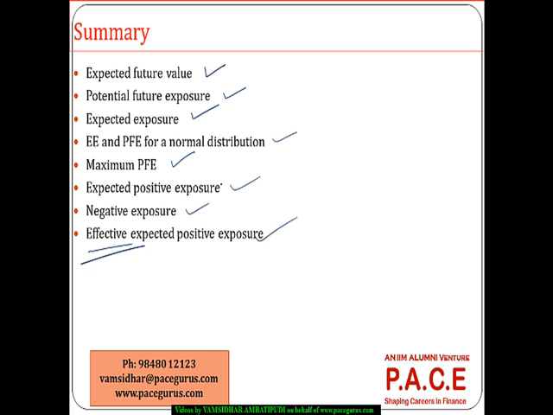Now a little bit of confusion can exist because different E's mean different things. In some cases it is effective, in some cases it is expected, in some cases it is exposure. Similarly, for the P's, there is positive in some cases, potential in some cases. So we have to be slightly comfortable using the nomenclature more effectively. All right.